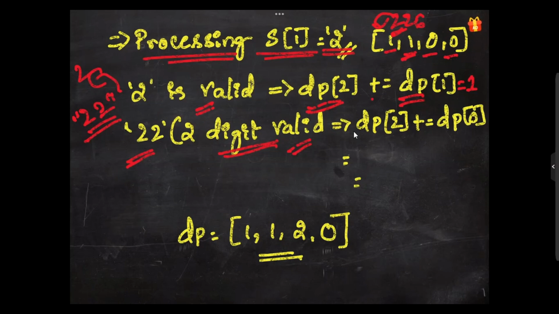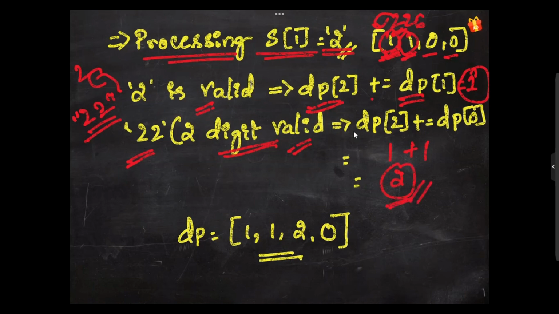DP of 2, from the previous step, is 1, right? DP of 2 equals 1 plus DP of 0, which is also 1, you can clearly see. Sorry, not this one, this is DP of 0. This one, the second one. DP of 0 we have to consider, the first one itself. Sorry, 1 plus 1 is nothing but 2 in this case. So now we got DP of 2, we got 2.